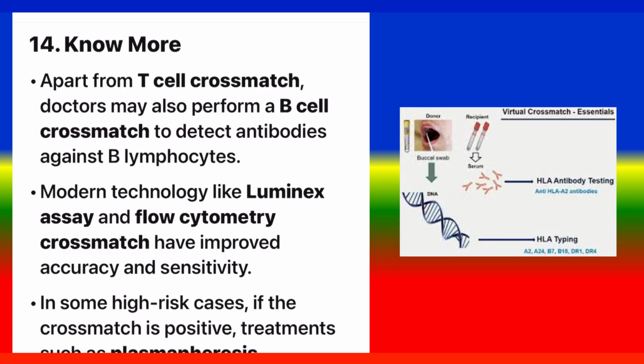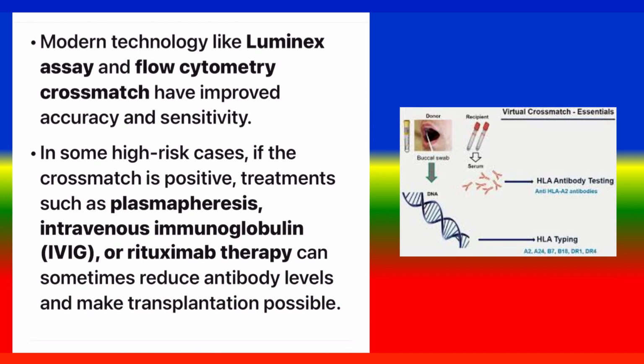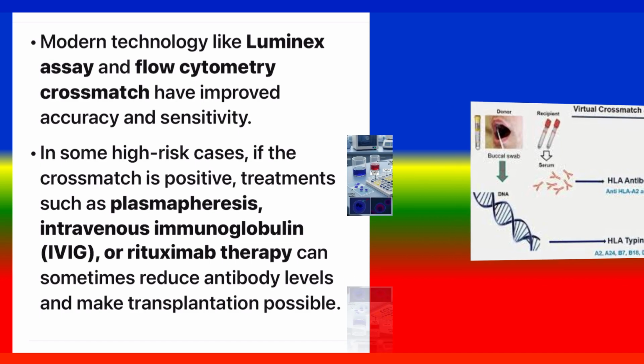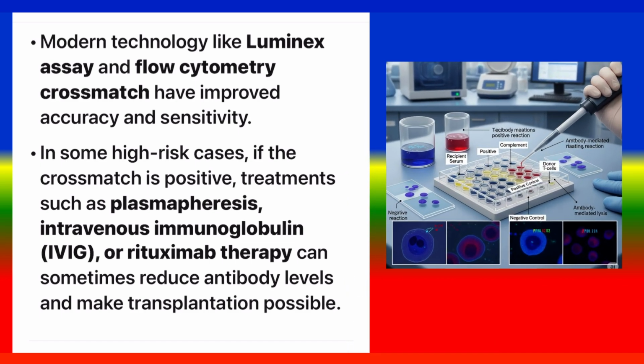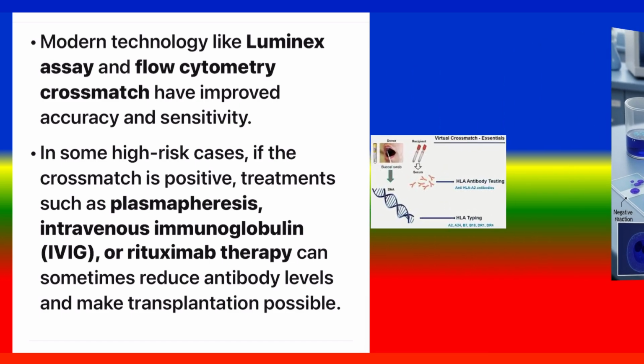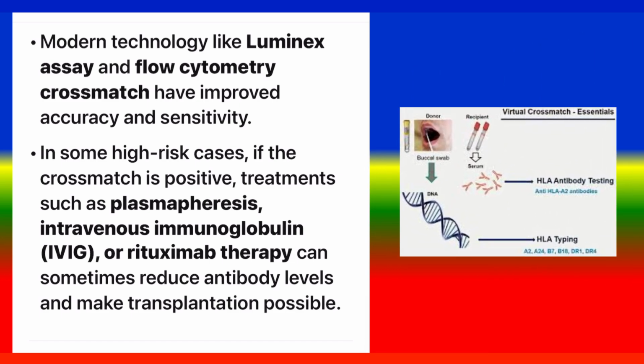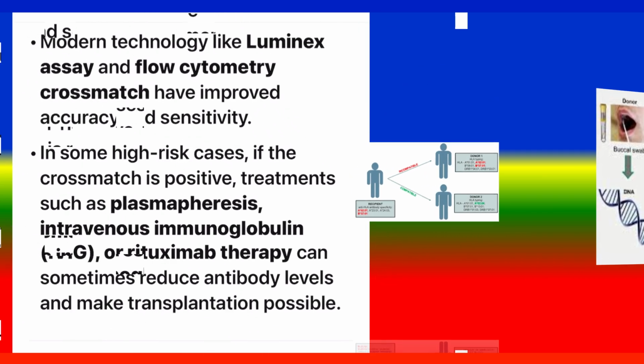14. Know more. Apart from T-cell crossmatch, doctors may also perform a B-cell crossmatch to detect antibodies against B lymphocytes. Modern technology like Luminex assay and flow cytometry crossmatch have improved accuracy and sensitivity. In some high-risk cases, if the crossmatch is positive, treatments such as plasmapheresis, intravenous immunoglobulin, or rituximab therapy can sometimes reduce antibody levels and make transplantation possible.